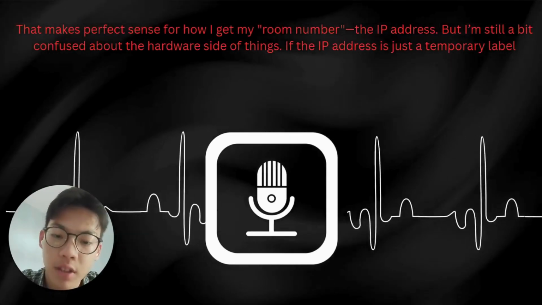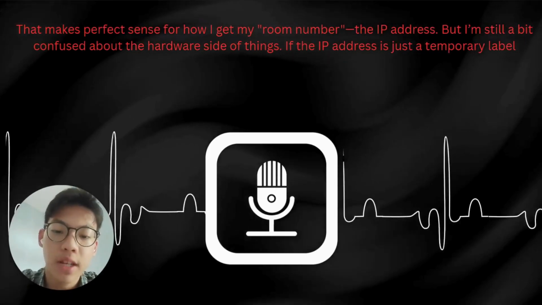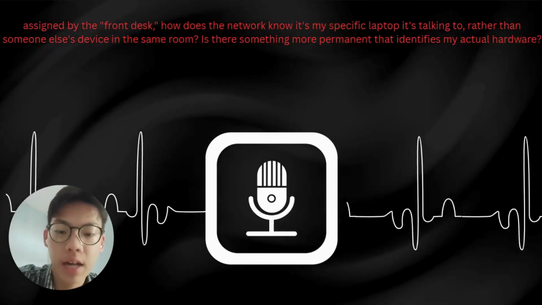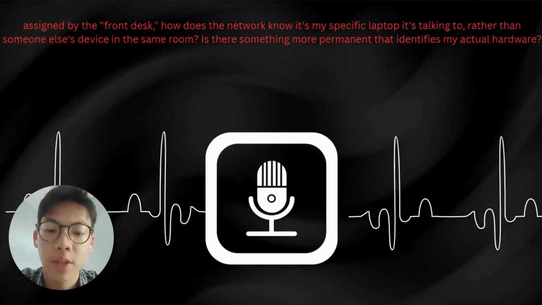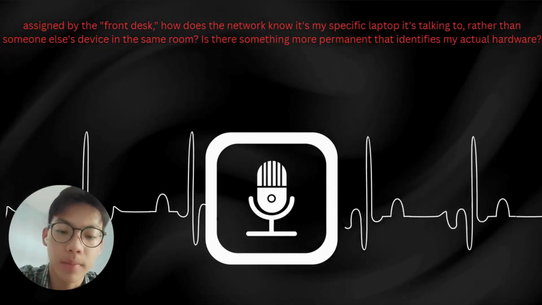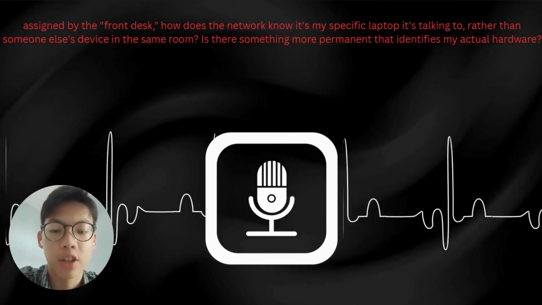But I'm still a bit confused about the hardware side of things. If my IP address is just a temporary label assigned by the front desk, how does the network notice my specific device it's talking to rather than someone else's device in the same room? Is there something more permanent identifying my actual hardware?